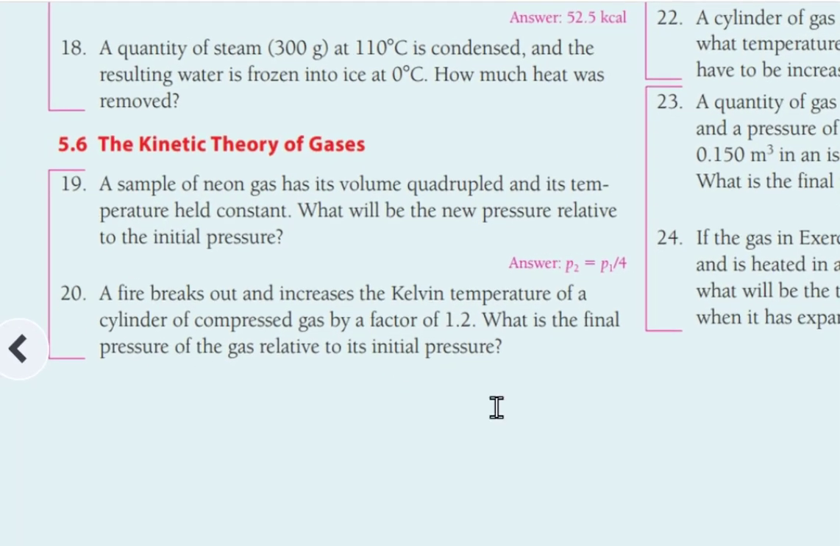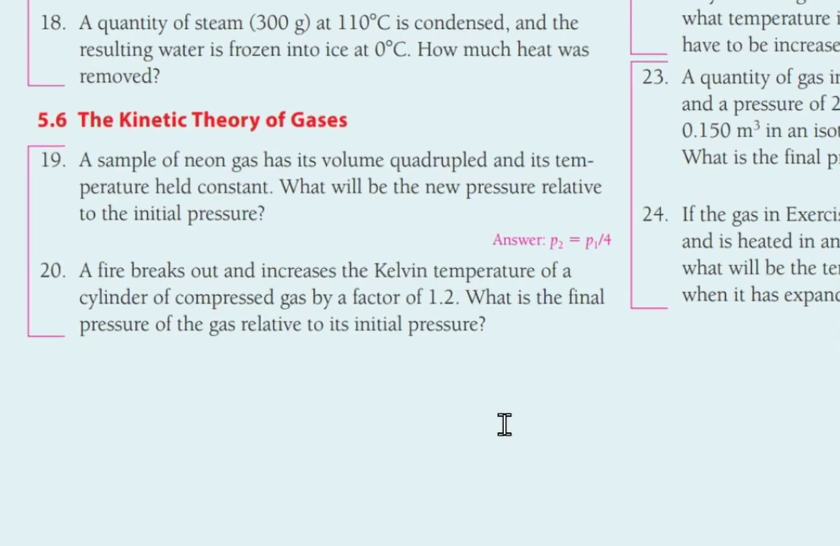Exercise 19. A sample of neon gas has its volume quadrupled, so 4 times bigger, and its temperature held constant. What will the new pressure be relative to the initial pressure? So like, how does PF compare to PI?